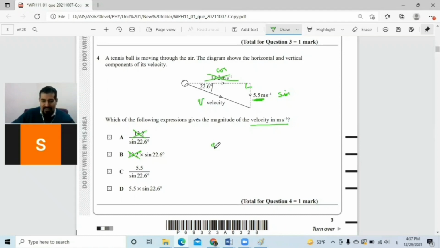Bravo, exactly. Sine 22.6 equals the opposite, 5.5, divided by V. I want V, so V equals 5.5 divided by sine 22.6. So the answer is C.